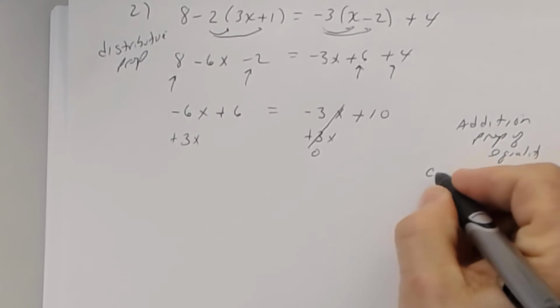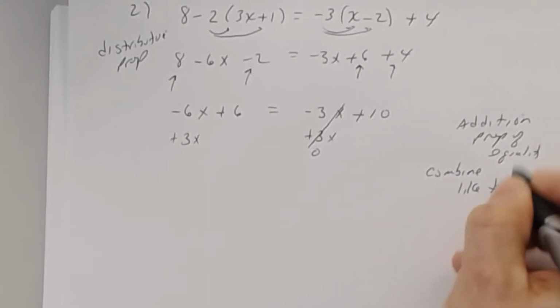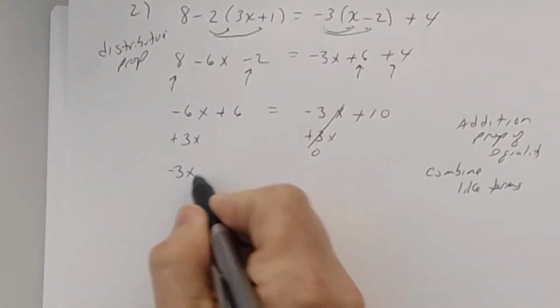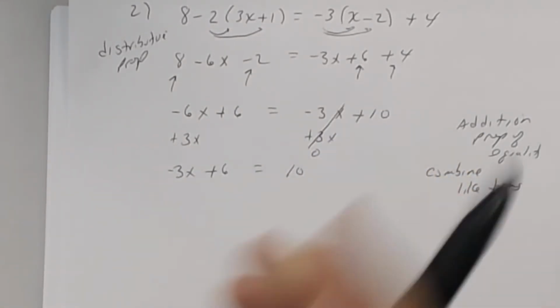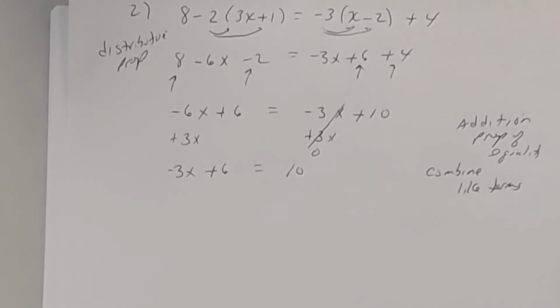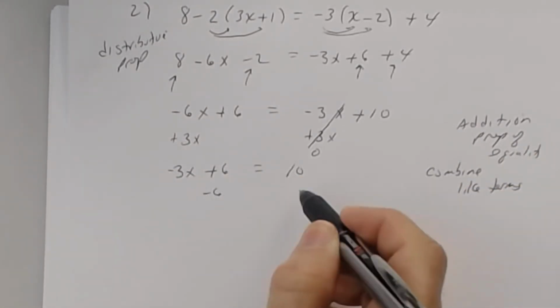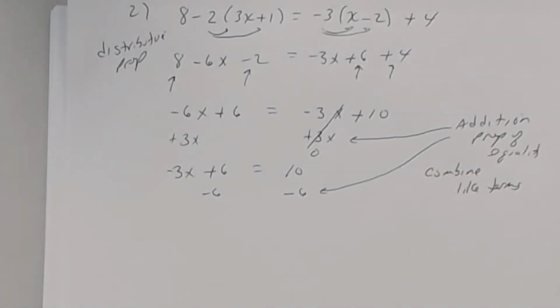Now, once I do the addition property of equality, usually what's going to happen next? Combine like terms. So what's a -6x plus 3x? -3x plus 6 equal, and over here what's left? 10. All right. What's the next step? Subtract 6. What property is that called? The addition property. So this was the addition property of equality, and this was the addition property of equality.